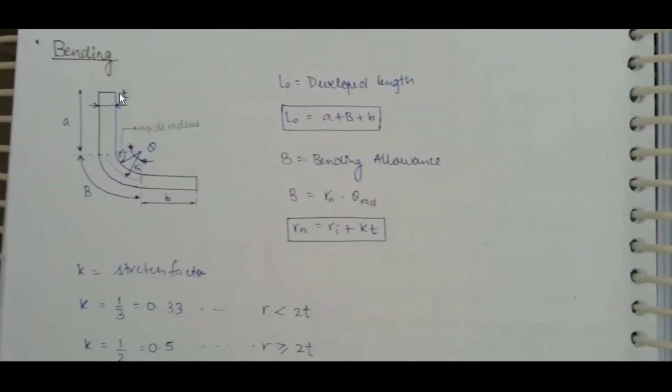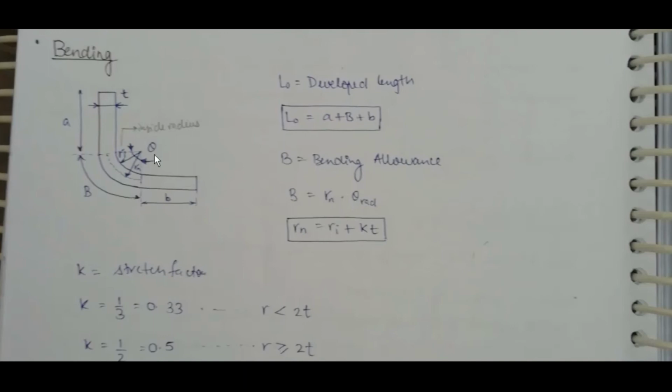Bending. Bending LO is equal to developed length. LO is equal to A plus capital B plus small b. This is A, this is small b, this is capital B. Capital B is equal to bending allowance. Capital B is equal to Rn theta radians. Rn is equal to Ri plus Kt.